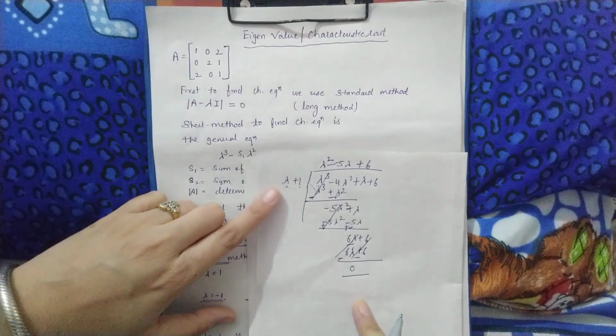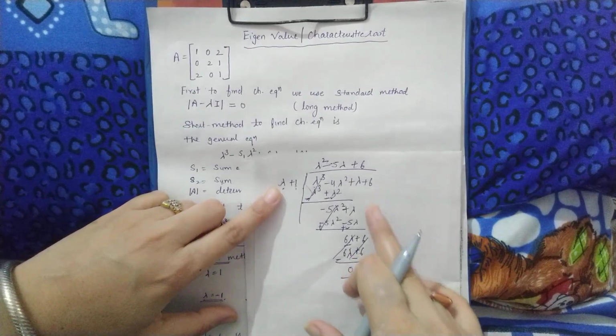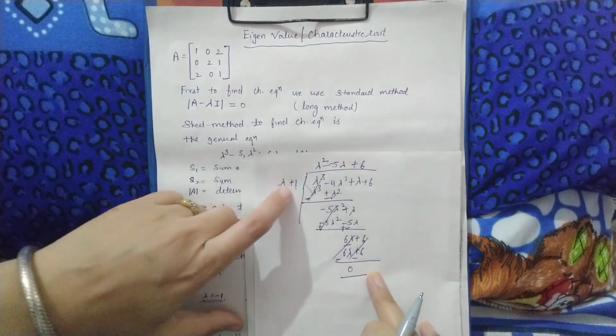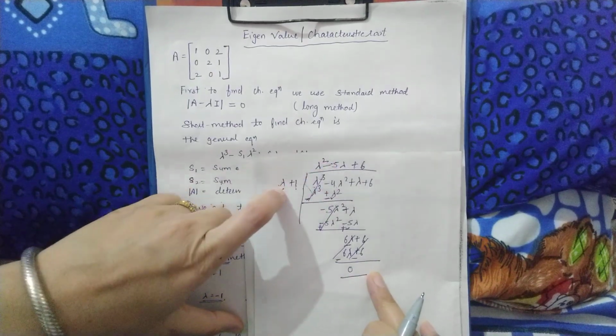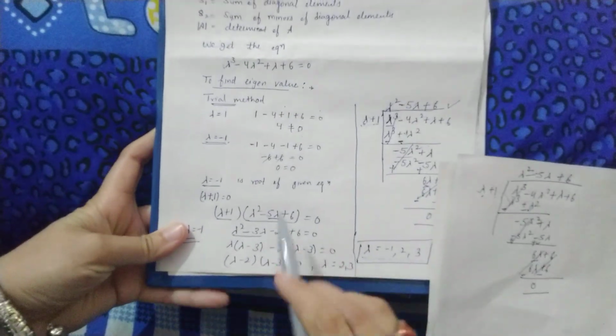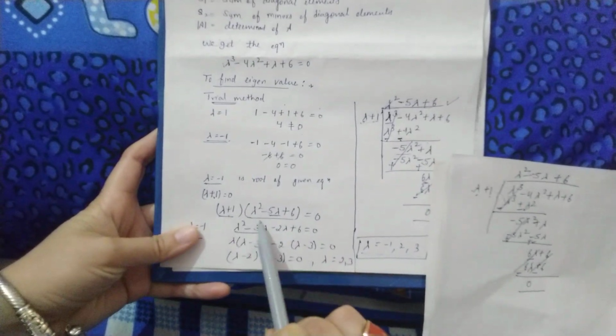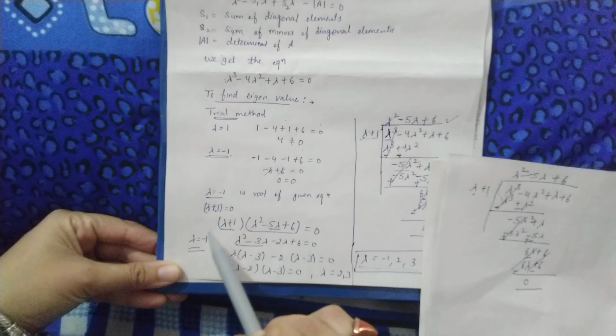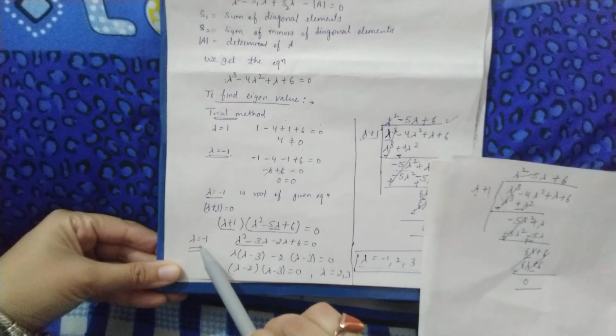So you can say this root divides the whole equation properly. So we can say these are the other factors of this equation. We have found the factors here: lambda plus 1 times lambda square minus 5 lambda plus 6 is equal to 0. Lambda plus 1 means lambda is equal to minus 1. The first root we already found, and from there we make the factors.